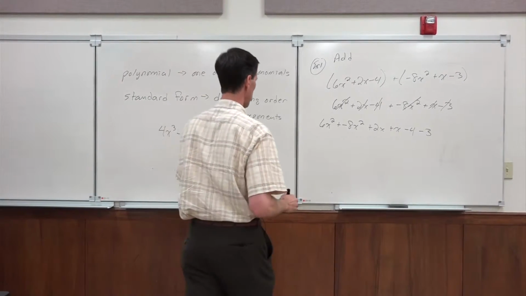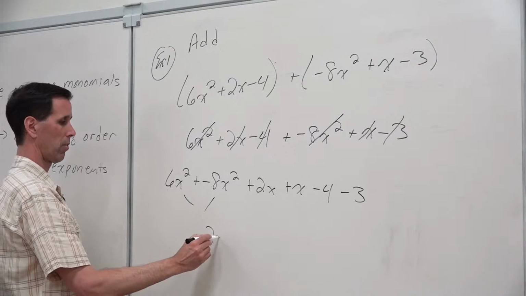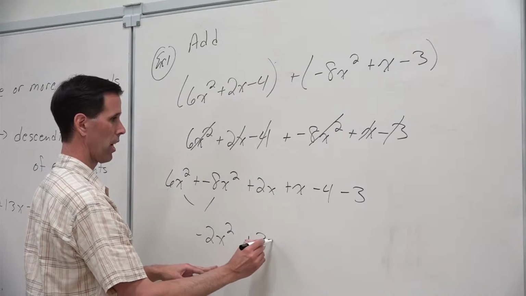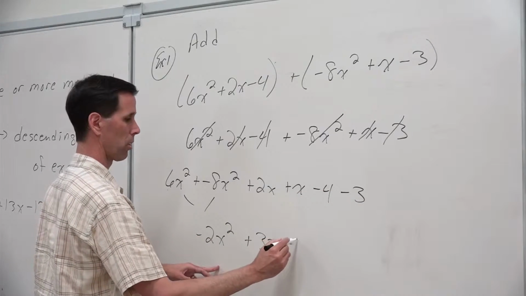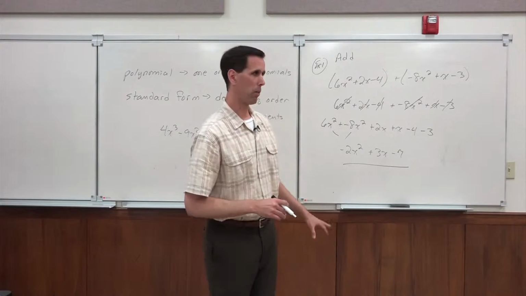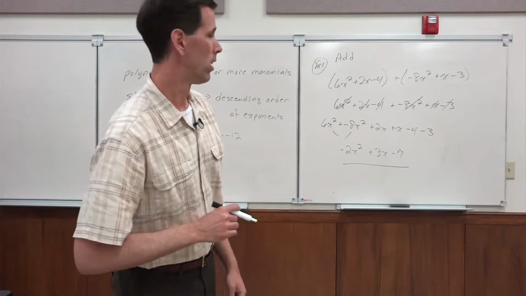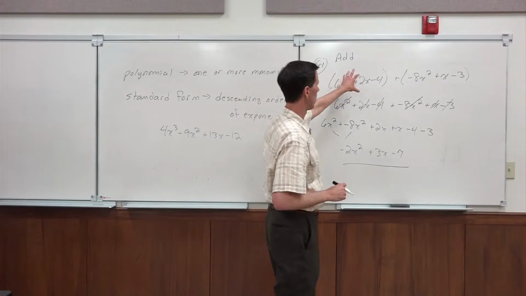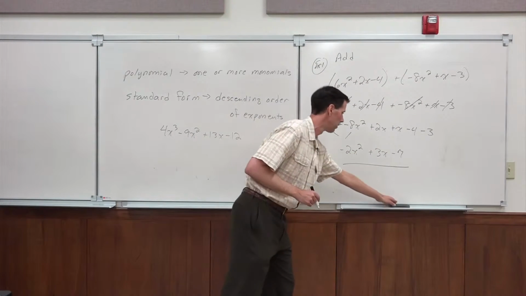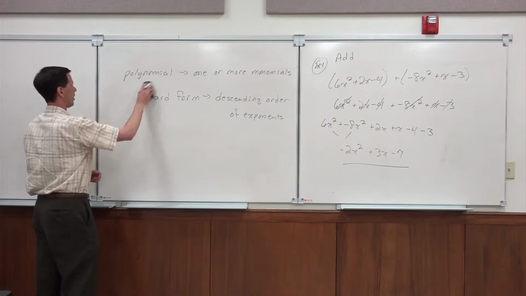All right, so now you want to add them up. If I have 6x squareds and negative 8x squareds, we're going to end up with a negative 2x squared. 2x and x would add up to 3x, and then minus 4 minus 3 would give us minus 7. If you organize it that way, then we have a nice polynomial that is in standard form. So in other words, when we sum these two trinomials, our answer would be negative 2x squared plus 3x minus 7. All right, so that's an example of addition.